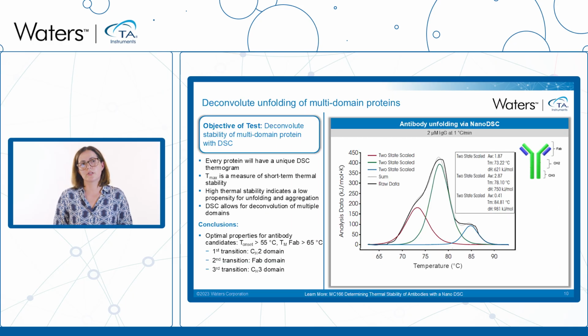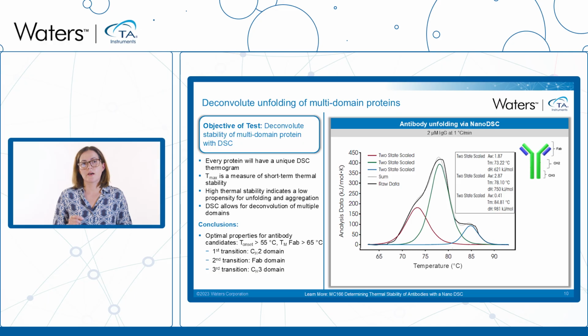One of the most important questions during drug development is what is the short-term stability of a biomolecule? This can be understood by measuring TM using DSC, since again, DSC is the gold standard for measuring melting temperatures. So every protein is going to have a unique DSC thermogram. And things like buffer, pH, excipients can affect the stability and unfolding profile of a protein. So DSC can be used to evaluate that.